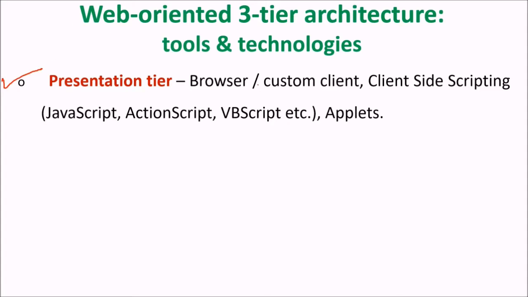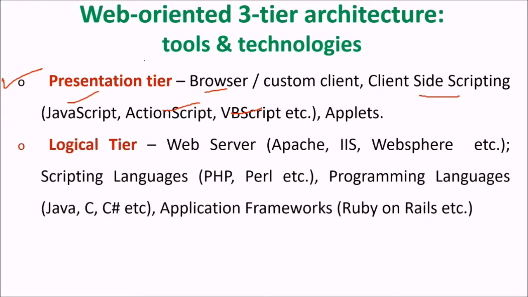In the web-oriented three-tier architecture, the tools and technologies. In the presentation tier, we have the browser, of course, the first one, or the client or customer. A client can also be made. Not only a browser, you can make a client by yourself. Client-side scripting, for example, JavaScript, ActionScript, VBScript, or you can use applets. In the logic tier, we have the web server. You can use, say, Apache, IIS, or you can also go to an application server like WebSphere. Scripting languages, you can use PHP, Perl, etc.